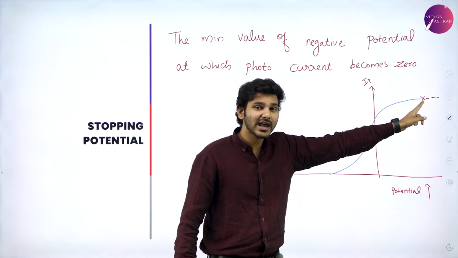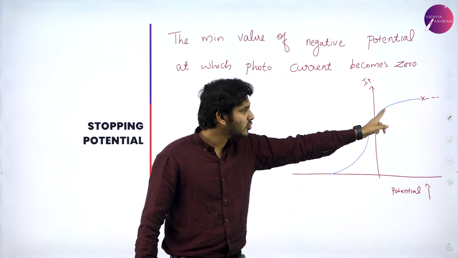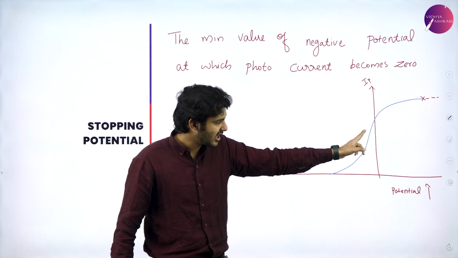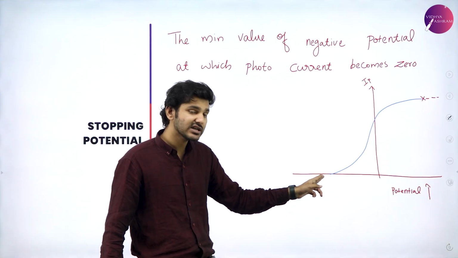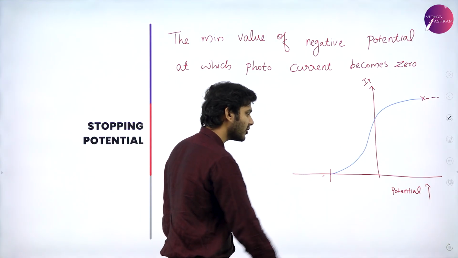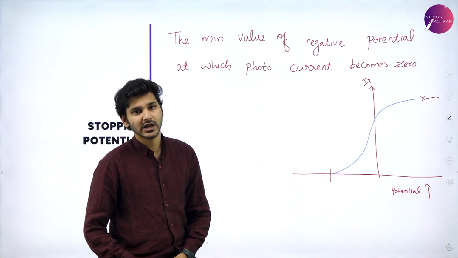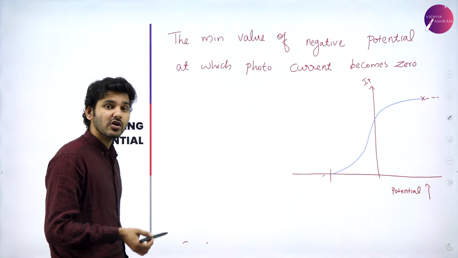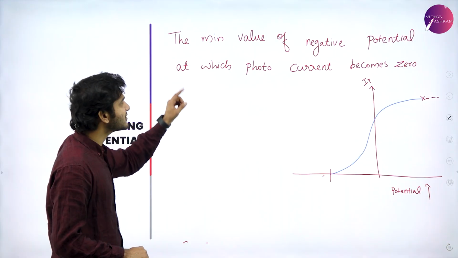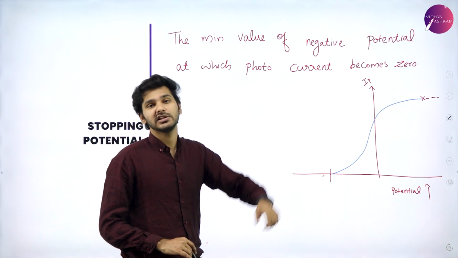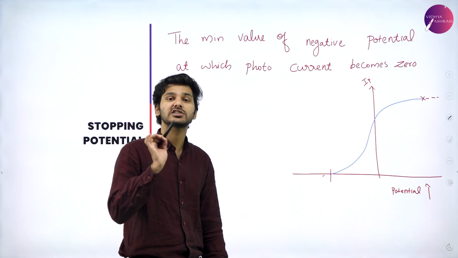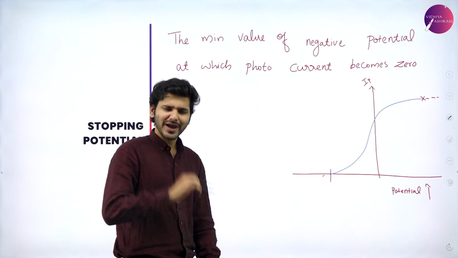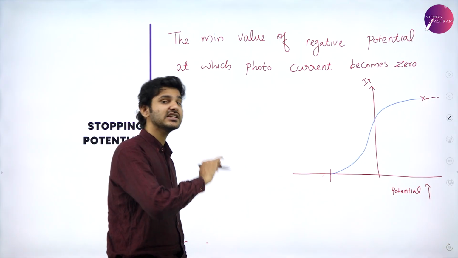So that I am applying a negative potential, slowly the current will decrease and slowly the entire photocurrent will stop at this particular point. So you can actually define stopping potential as the minimum value of negative potential at which photocurrent becomes zero. That is known as stopping potential. So mathematically, we can also derive a relation from this.